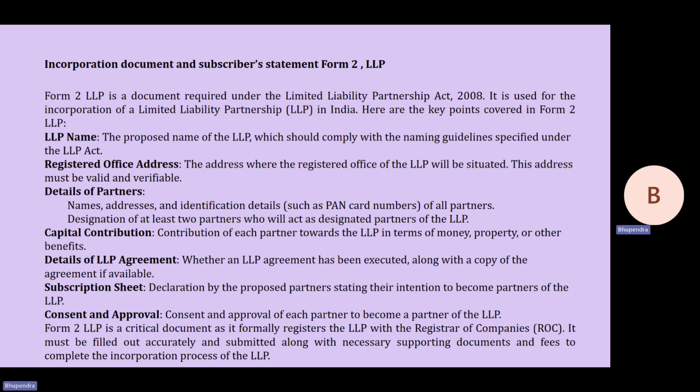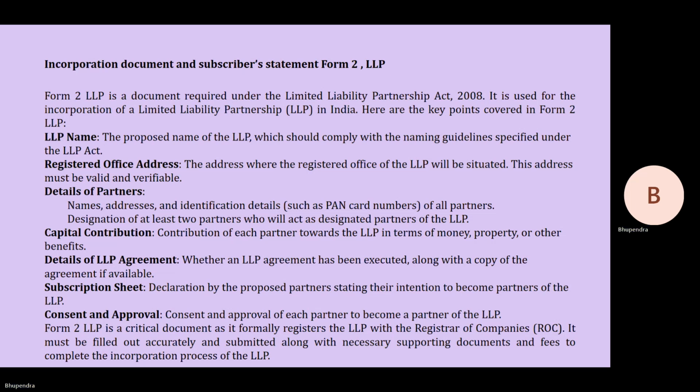Form 2 LLP is a document provided under the Limited Liability Partnership Act 2008. It is used for the incorporation of the limited liability partnership in India. Here are some key points covered in the Form 2 LLP. First is the LLP name: the proposed name of the LLP, which should comply with the naming guidelines specified under the LLP Act. Next, the registered office: the address where the registered office of the LLP will be. This address must be valid and verifiable.